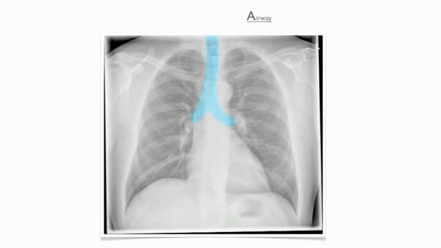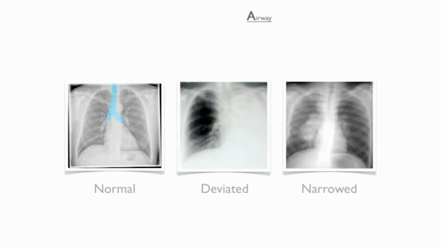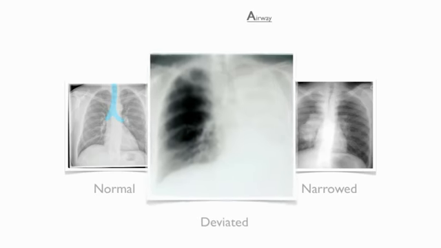Airway. The trachea sits in the midline and bifurcates at the carina into the left and right main bronchus. You should be aware of 3 main presentations: the normal, deviated, and narrowed airway. We have already looked at the normal airway in the previous slide, so let's take a look at the deviated airway.